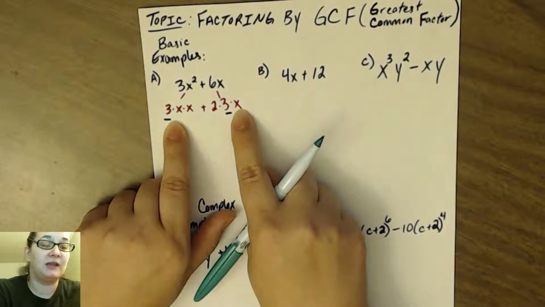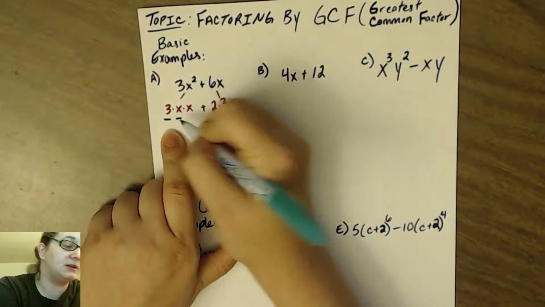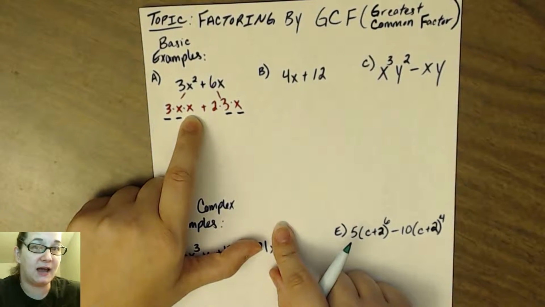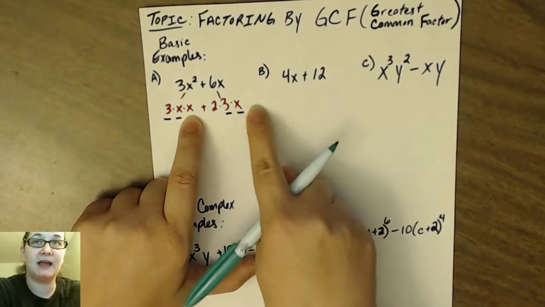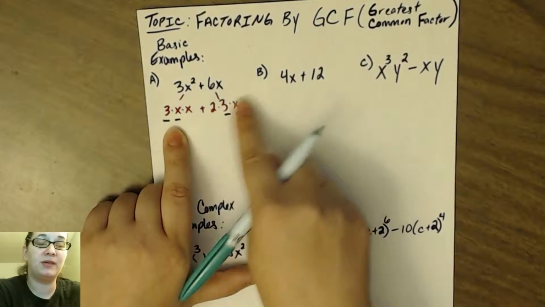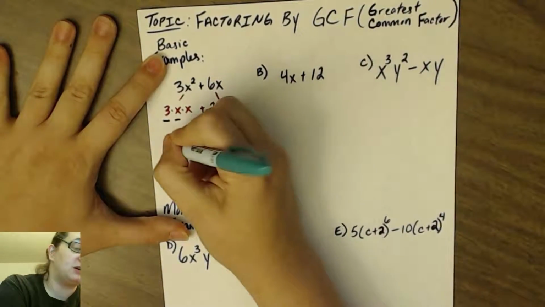And then I look, and this one has at least one x, and that one has one x, so I'm going to go ahead and put a line under that as well. The one on the left side has a second x, but there's not a second x on this one, so the only things that they both have in common are a 3 and an x. So that becomes our GCF.